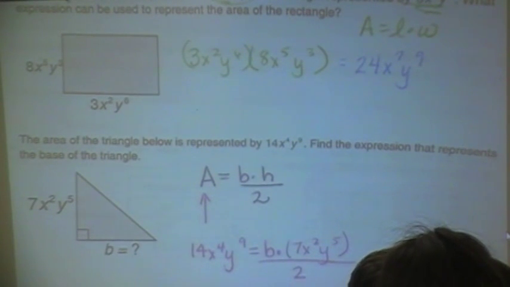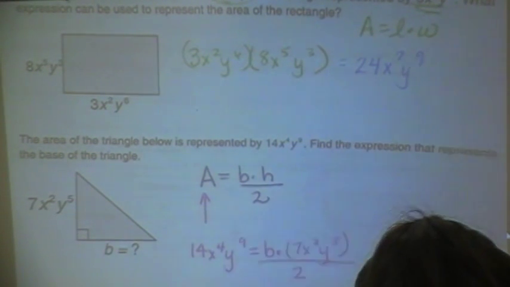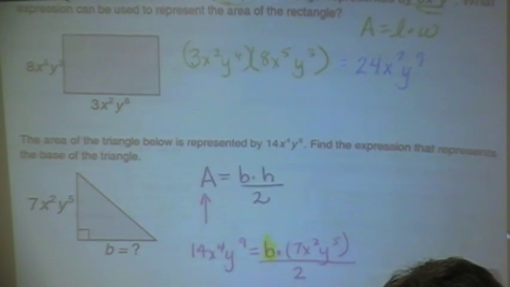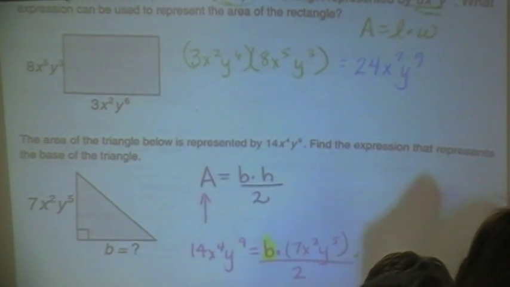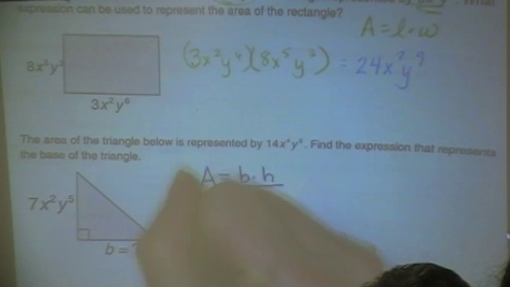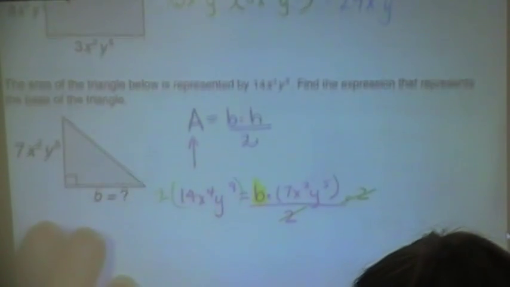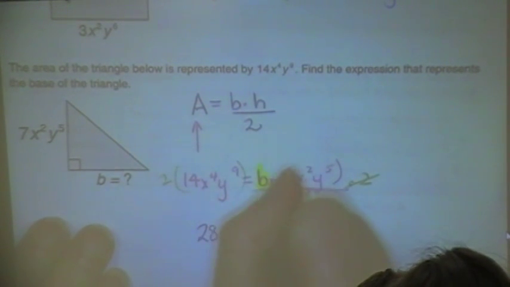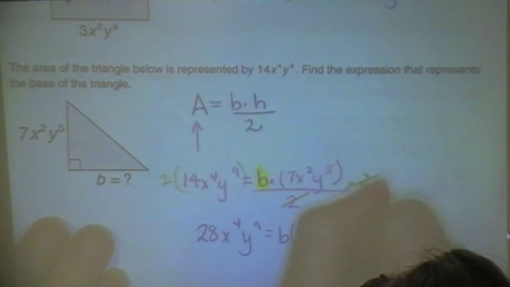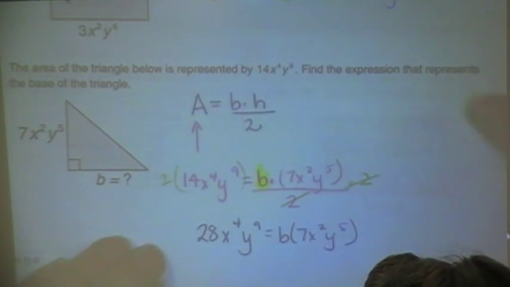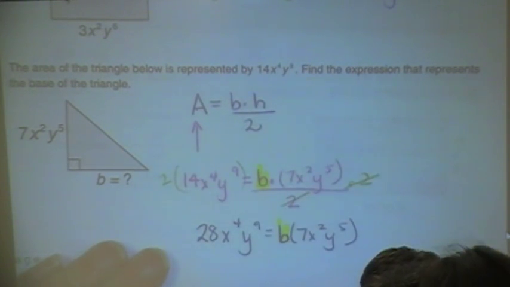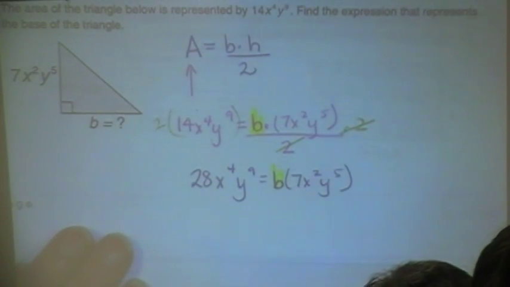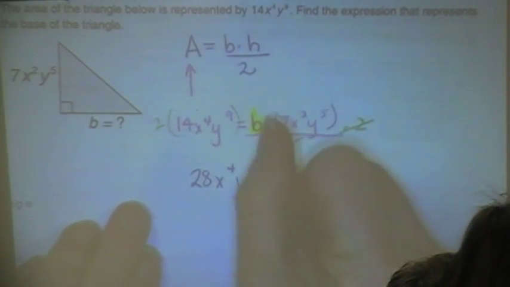Now, if we're going to solve this equation for b, we want b to be by itself. What would you do first? Multiply by 2. Very good. Clear the fraction. Get rid of that 2. So I'm going to multiply this side by 2, and if I do that, I have to multiply this side by 2, which doesn't change anything about my exponents. That just gives me 28x to the 4, y to the 9. Now I'm trying to get this b by itself, so what should I do now? Divide. Yeah, divide by all that, and divide by all at one time.